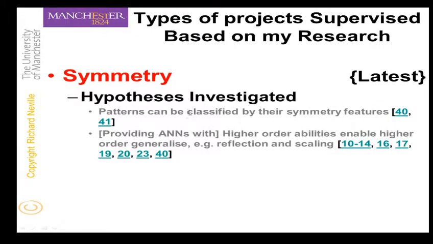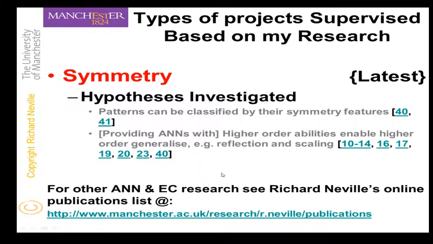One of the hypotheses I've investigated with a student is that patterns can be classified by their symmetry features, and that is indeed the case. Prior to this, we looked at providing artificial neural networks with higher order abilities, enabling higher order generalization. That means without extra training on a training set, you can enable it to recognize reflections and scalings of those input vectors. If you want to see more of the scope of the different research I do in these two areas, you can go and look at this.